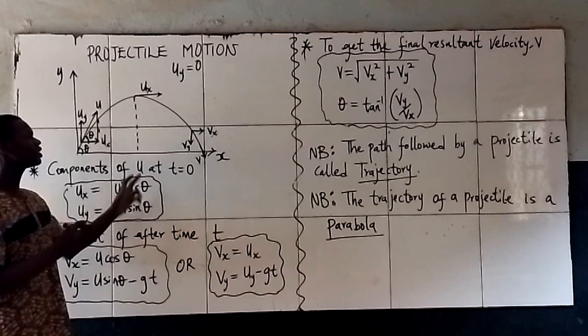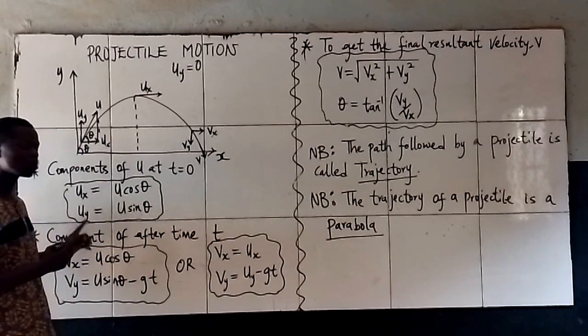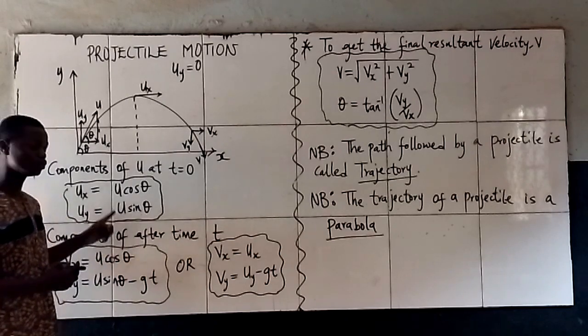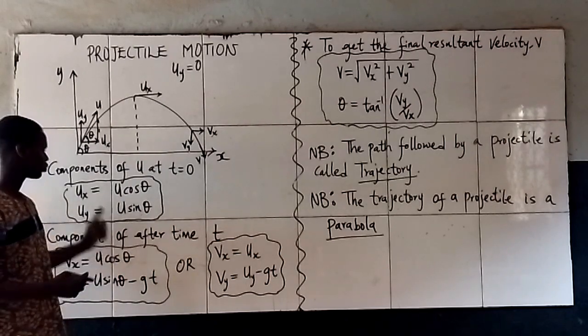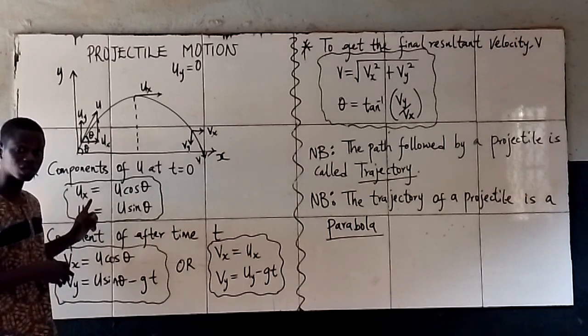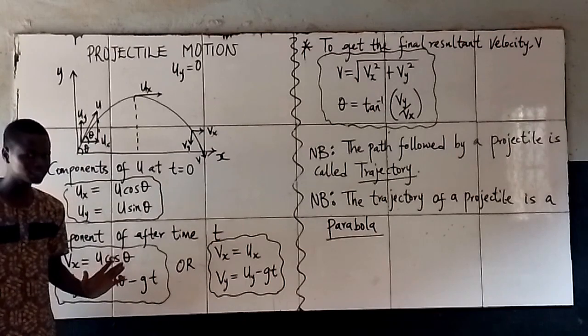So if you are given an initial velocity and you are asked to find the vertical component, that is the uy, this is the formula you use: u sin theta. If you were asked to find the horizontal component, it is the ux formula you use, which is what? u cos theta. It's that easy.